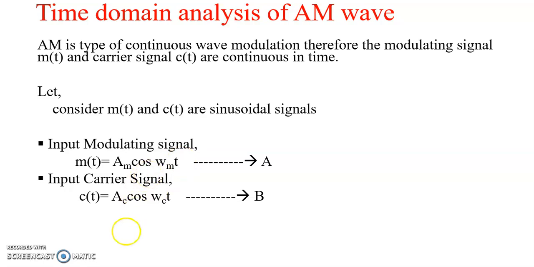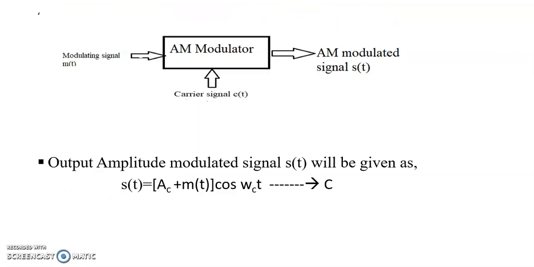So m(t) is one of the inputs to the modulator. m(t) is equal to Am cos ωmt, and the carrier signal c(t) is equal to Ac cos ωct. We know that our message signal is a low frequency signal, so to carry this signal we use a carrier signal which is a very high frequency signal, and both are input to the modulator, that is m(t) and c(t) are input to the modulator, and s(t) is the output from the modulator. It is the AM modulated signal.